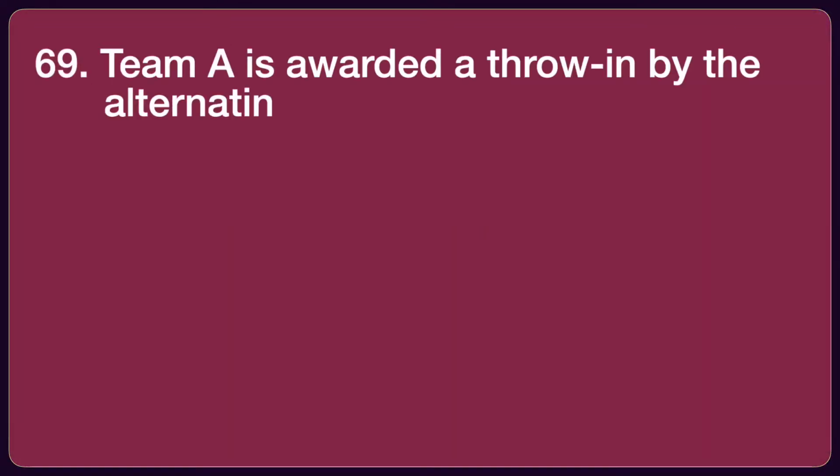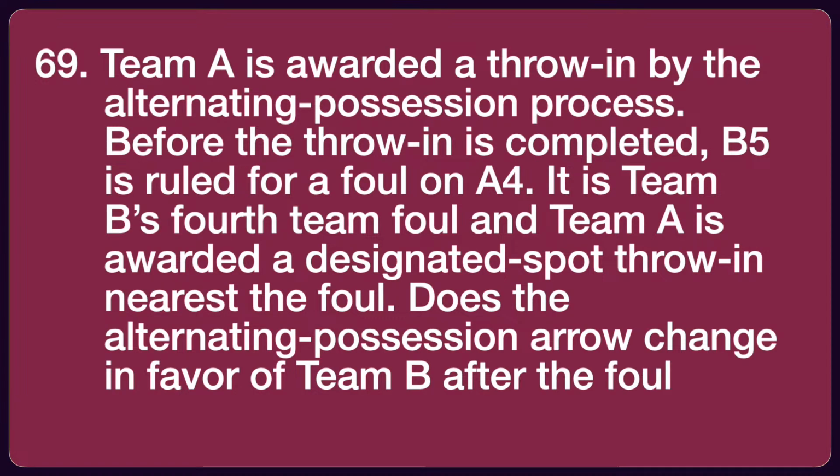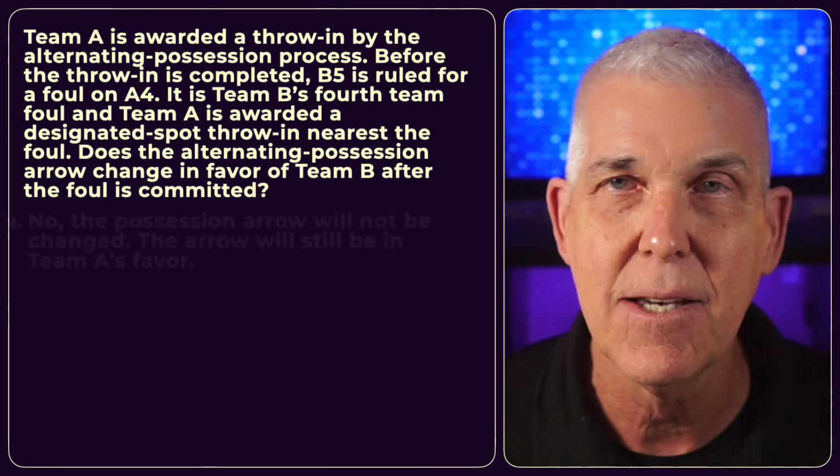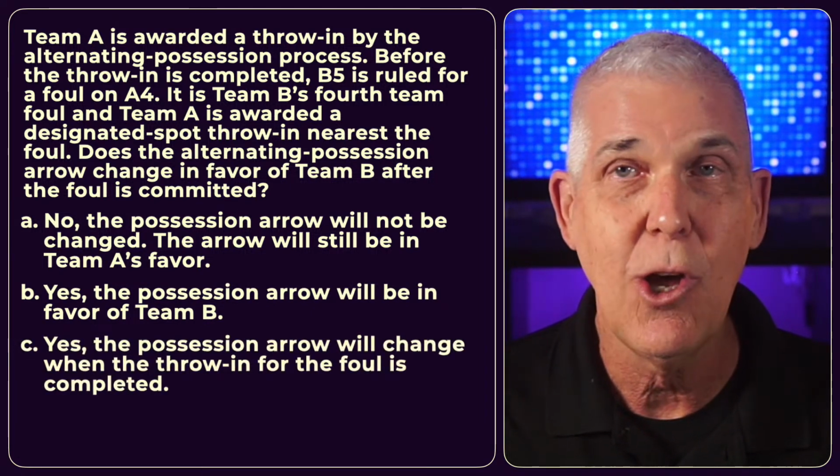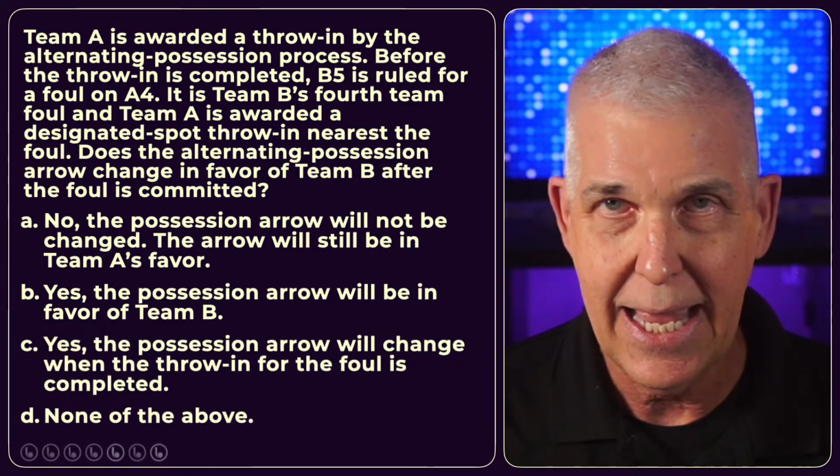All right, moving on. Team A is awarded a throw-in by the alternating possession process. Before the throw-in is completed, B5 is ruled for a foul on A4. It is Team B's 4th team foul, and Team A is awarded a designated spot throw-in nearest the foul. Does the alternating possession arrow change in favor of Team B after the foul is committed? Okay, so we have another situation where we need to know when the throw-in ends.